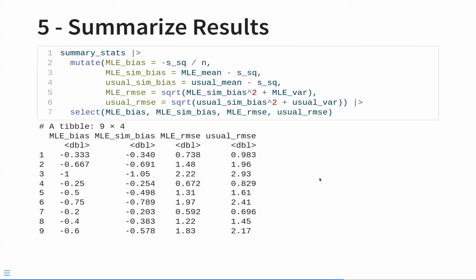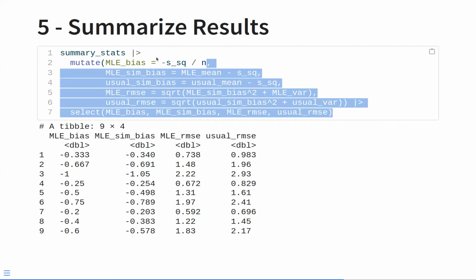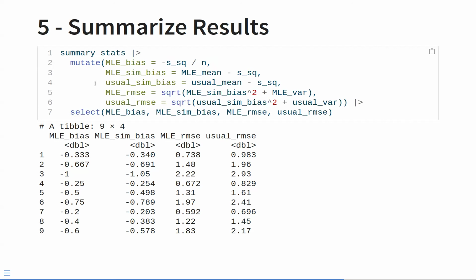So on this final slide, I am just going to compute a few more summary statistics. In particular, I'm going to compute the MLE bias, which is the exact bias of the MLE that we can compute using some algebra and some basic statistics and probability. And then I'm going to compute the bias from the simulation study. So this is the bias that we get from our simulation without necessarily needing to know the formula.